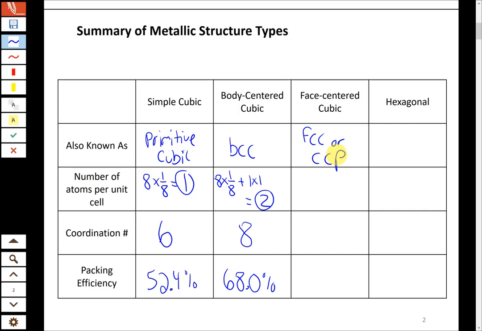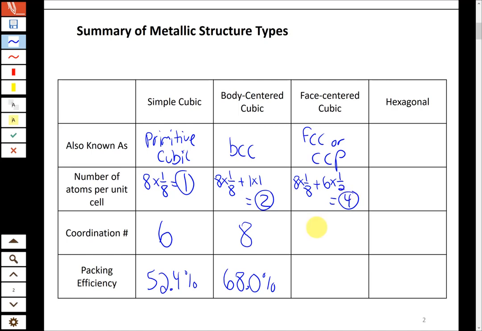In terms of the number of atoms per unit cell, again, all 8 corners are occupied. So you have 8 times 1/8 for the corners, but then we also have 6 faces that have an atom in the center of each face. Each face is shared by 2 unit cells, so that will count as 1/2 of an atom for that particular cell. And so it's going to be 6 faces, each counting as a half. So in total, that comes out to 4 atoms per unit cell for face-centered cubic.